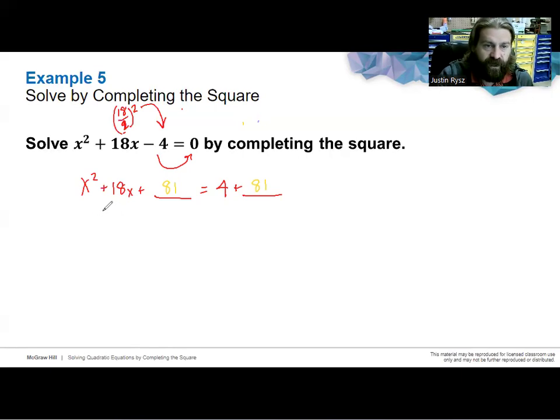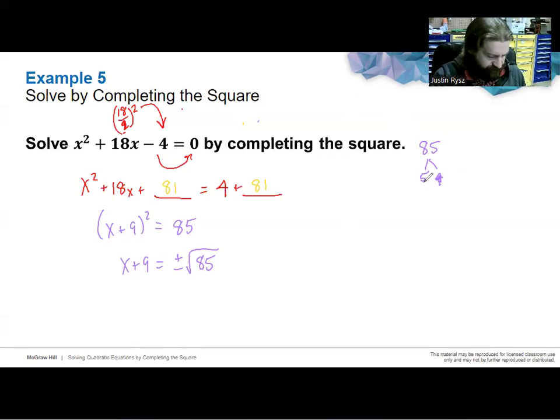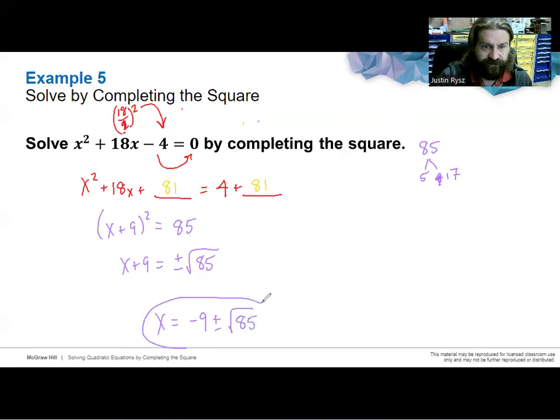So we get x plus 9. If I take that 18, cut it in half, that's 9, squared, is equal to 4 plus 81, which is 85. So x plus 9 is equal to plus or minus the square root of 85. Does 85 break down? That is 5 and 17, so no. So our answer is x equals -9 plus or minus the square root of 85. And that's it, because we'd have one plus and one minus.